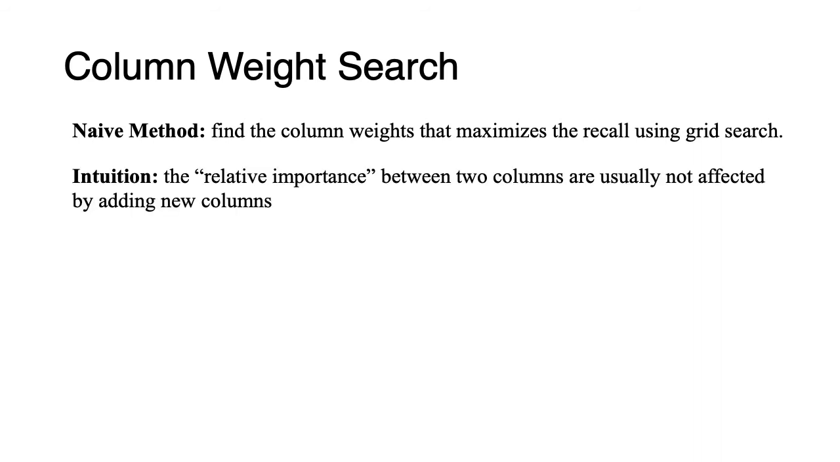Our intuition is that the relative importance between 2 columns is usually not affected by adding new columns. Therefore, at each iteration of column selection, after adding a new column, we only need to search the weight for the new column, while keeping the relative weights of old columns unchanged.